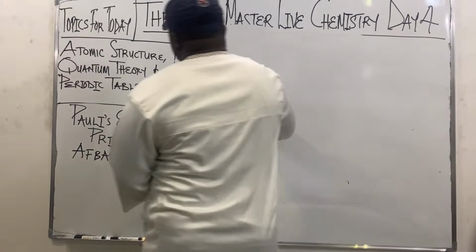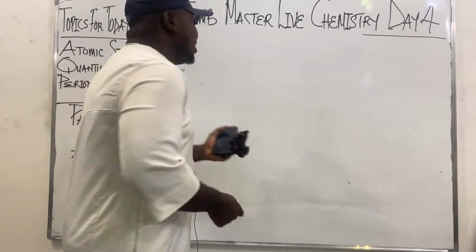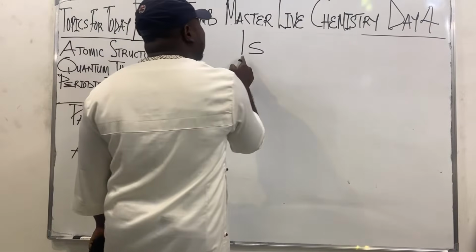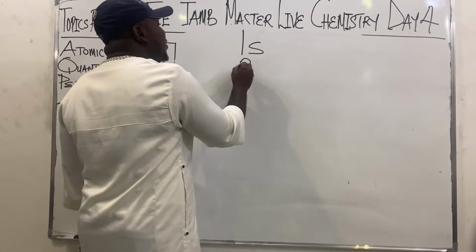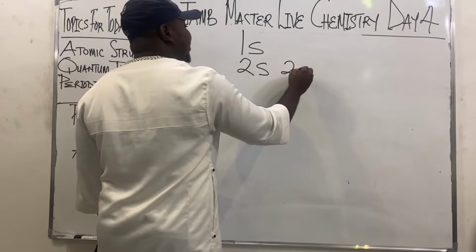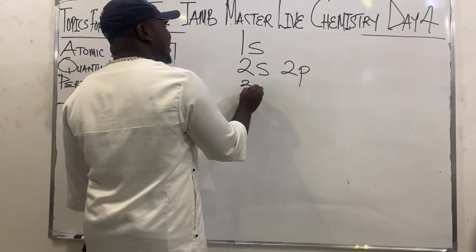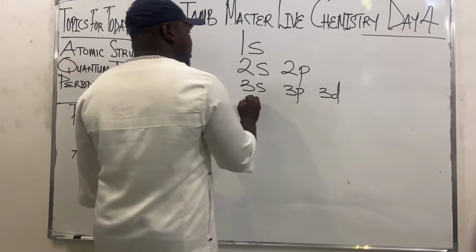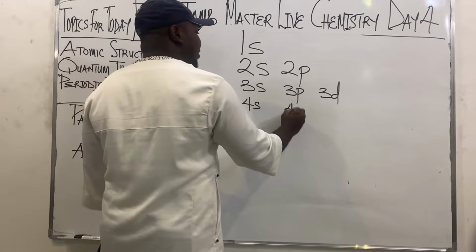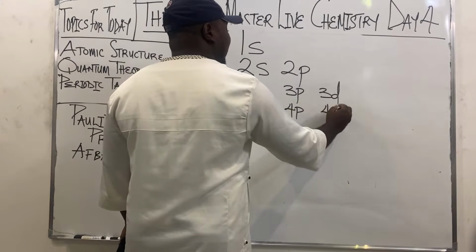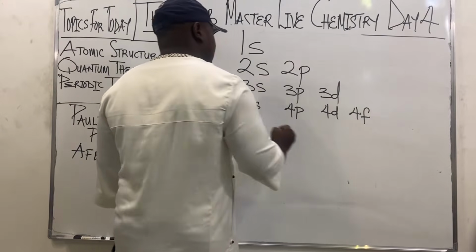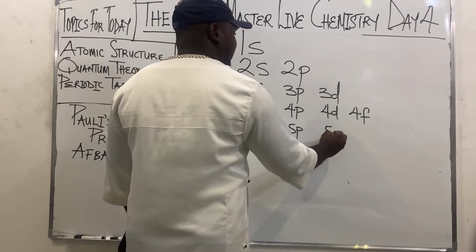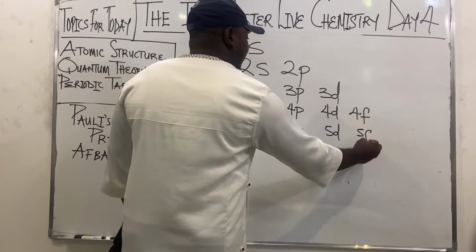Class, let us now show you the different orbital energy levels in chemistry. The lowest orbital energy level is 1s. After 1s, you have 2s, then 2p. Then you have 3s, 3p, and 3d. Then you have 4s, 4p, 4d, and 4f. Then you have 5s, 5p, 5d, and 5f.